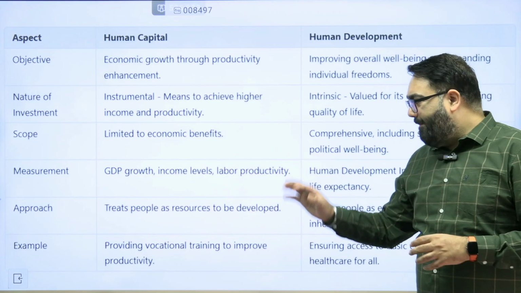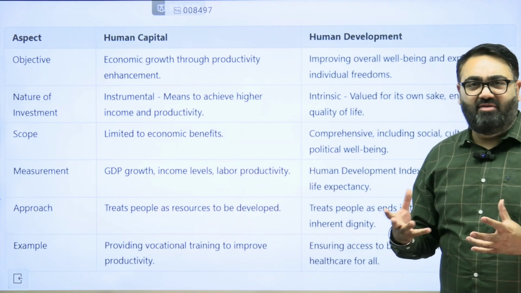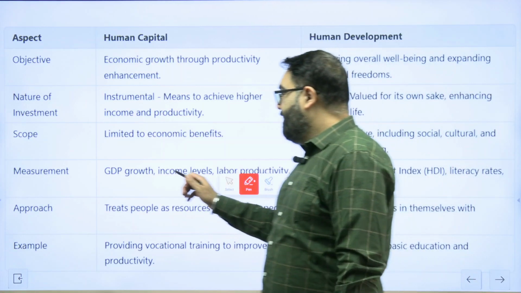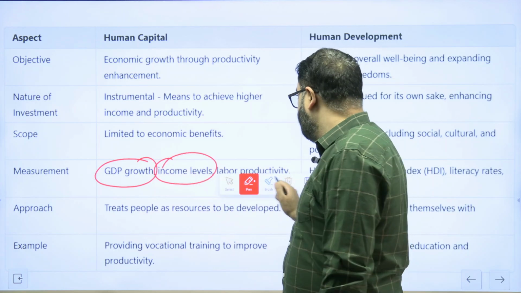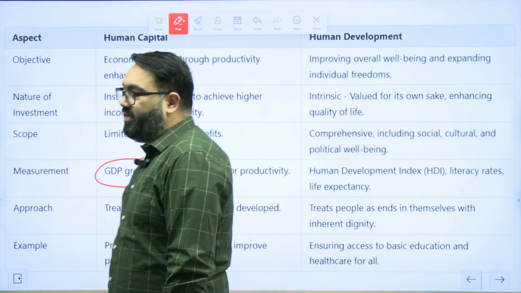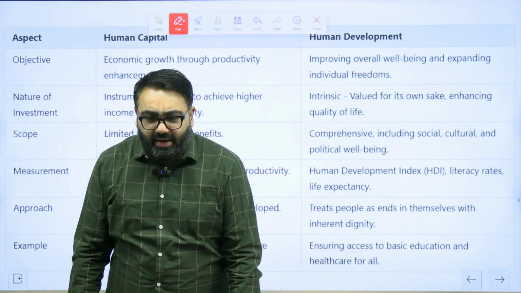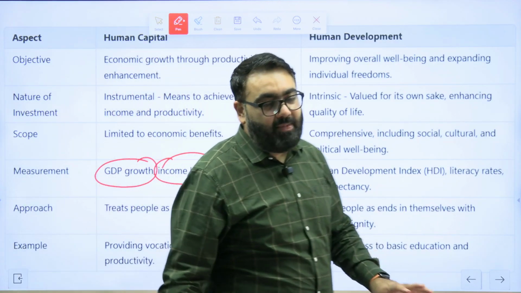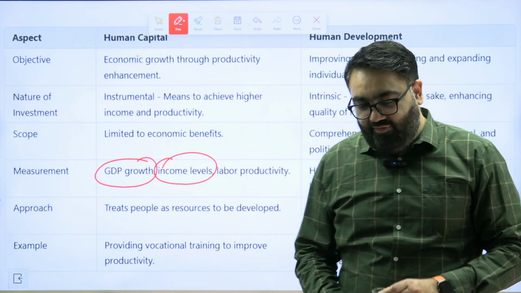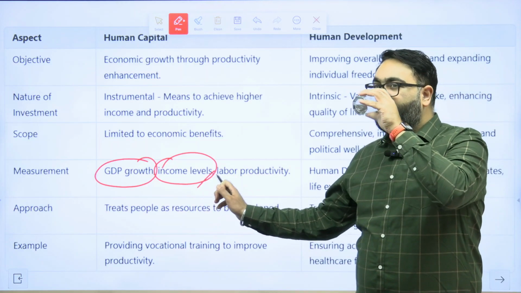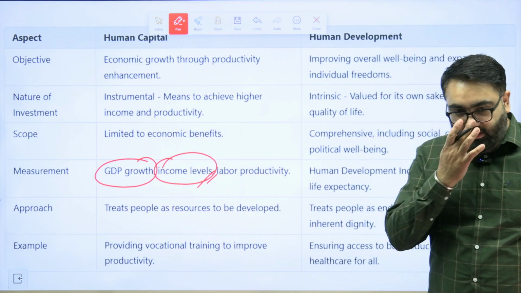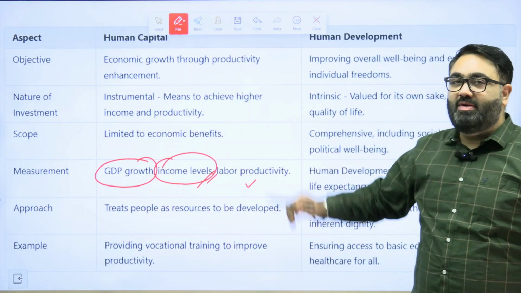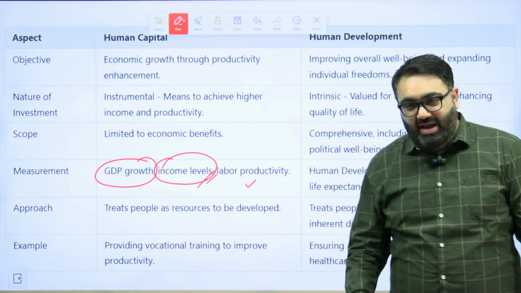Again, human capital treats people as a resource that should be developed. So the focus is whether or not they are contributing to the GDP of the country, whether or not the income level is improving or not. So if the country's GDP is not improving, if the country's income level, per capita income, national income is not improving, if that is the case, then human capital development is not taking place. Human capital focuses on all these things. Only when this factor is achieved, only in that scenario is human capital happening or human capital formation is happening.